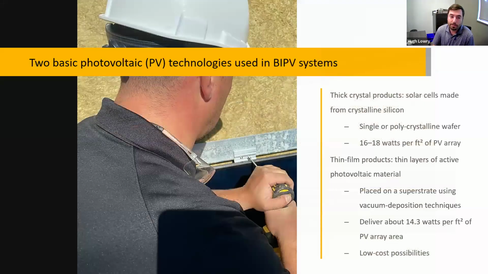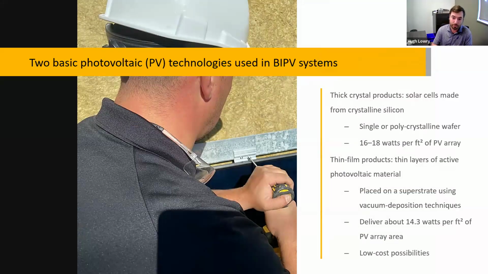So there are two basic photovoltaic technologies that we use in BIPV systems. There are thick crystalline products, so solar cells made from crystalline silicon. These would be your traditional panels that you would see on a ground-mounted solution or a rooftop-based solution. They kind of resemble a grid, if you will, or a checkerboard of some nature. They have a thicker active layer in the middle that's made of that crystalline silicon.